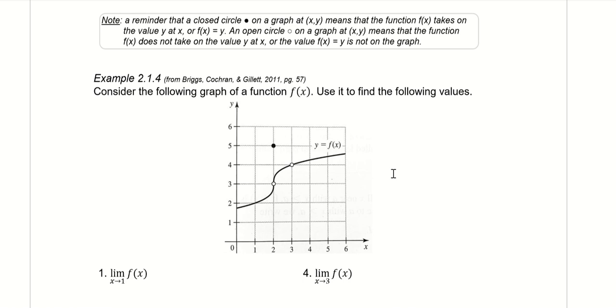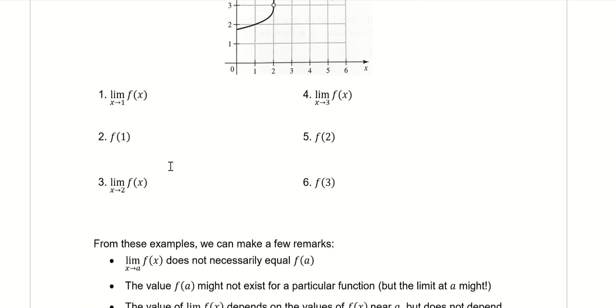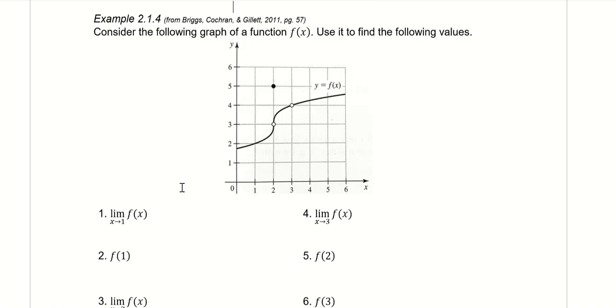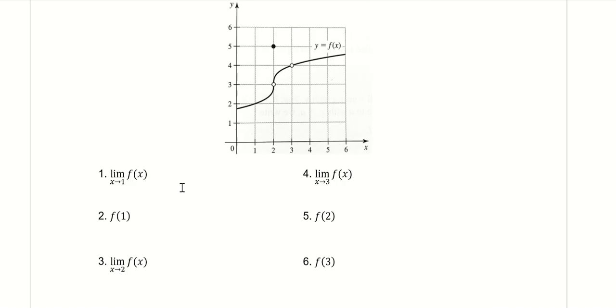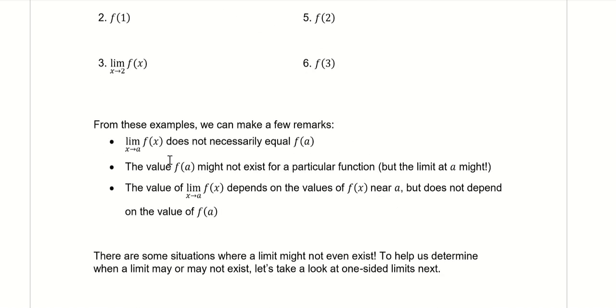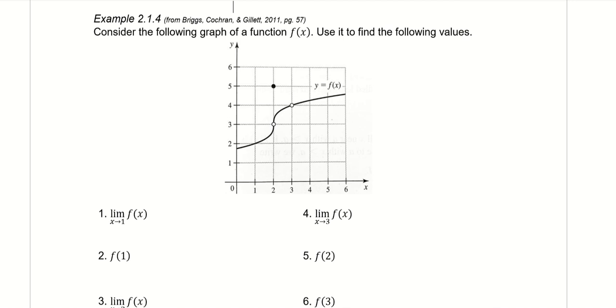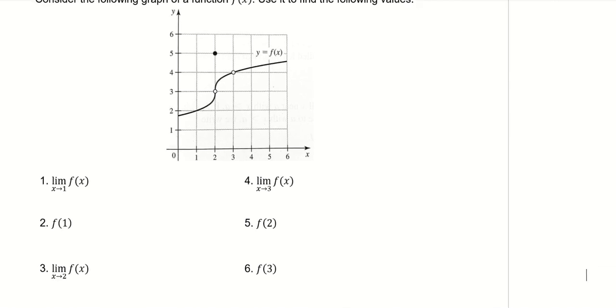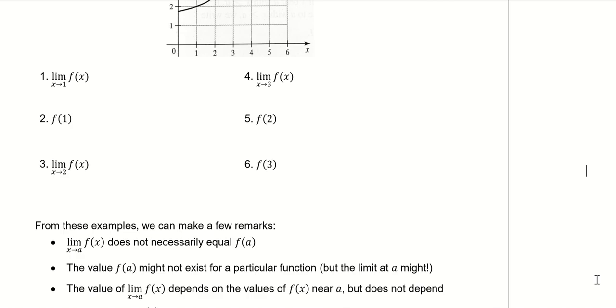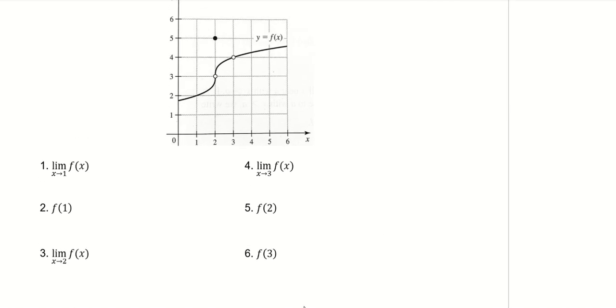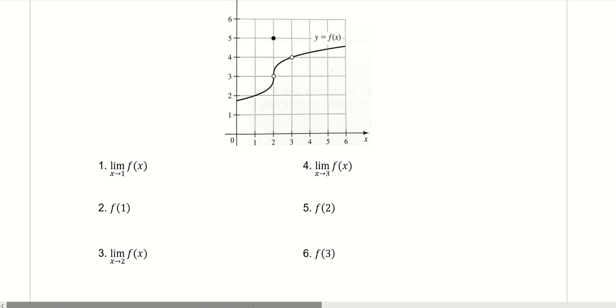So let's do a bit of a longer example here. We have another graph. This is a graph of, let's say, another function f of x, and we're going to use it to find quite a few values. And then we're going to use the example from the previous page and this one to make some conclusions, some remarks about finding limits and what limits actually represent. Let's see if I can get this just right so we can see everything. Okay, there we go.